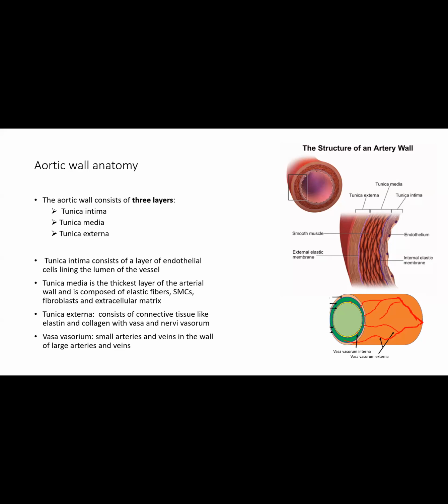And vasa vasorum, these are actually small arteries and veins, the ones that are highlighted in red, and these are basically embedded in the wall of the large arteries. So they're basically the microvasculature of large vessels, and they supply the cells of the tunica media and tunica intima. So these vasa vasorum are the microvasculature of the large arteries, and they supply this section and also this section of the aortic wall.